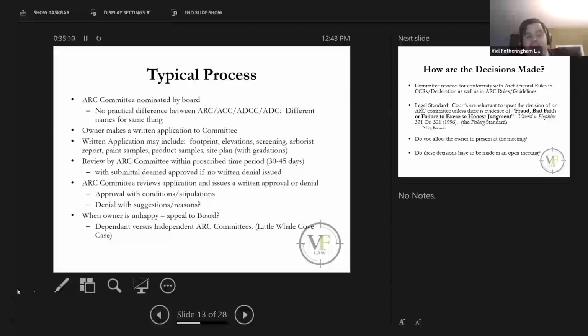And so as you look at drafting guidelines, I would encourage you to consult with your attorney and see about some of these things to make sure you don't have unintended consequences in what you're setting up.